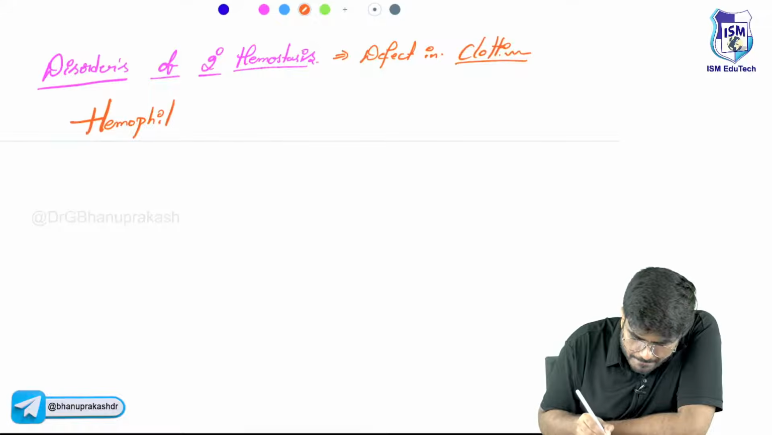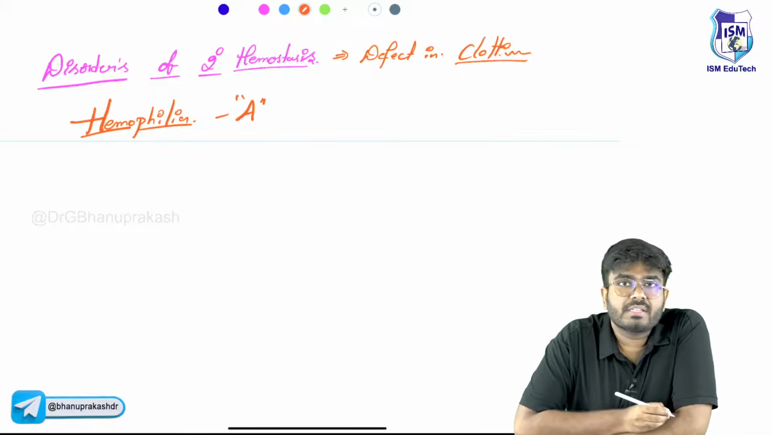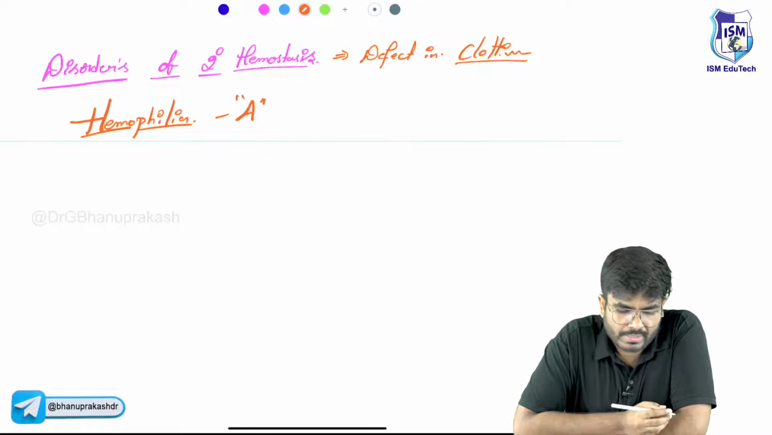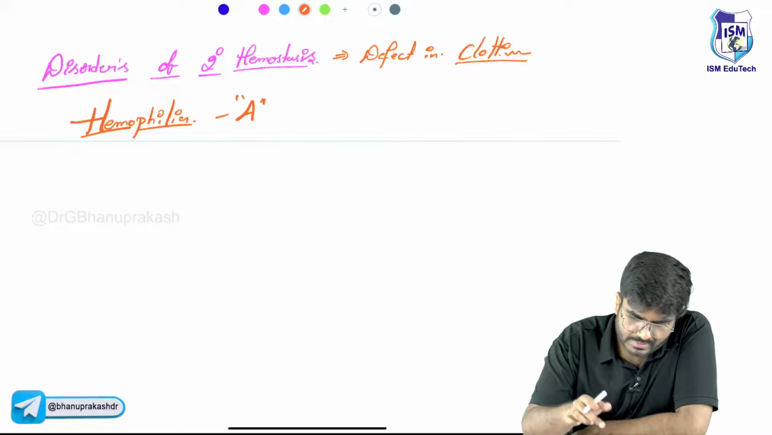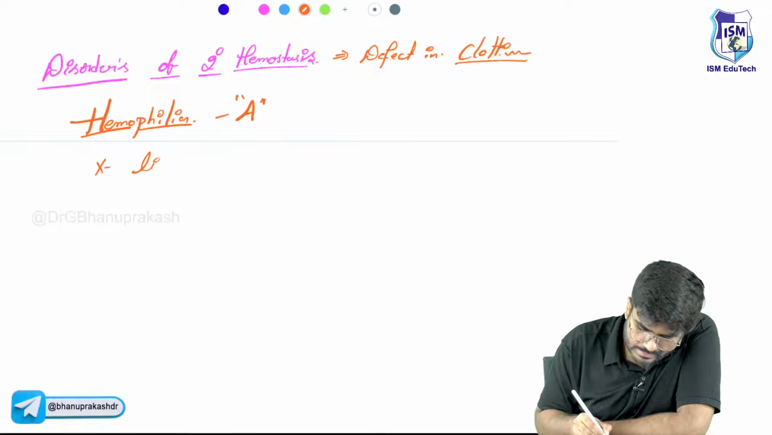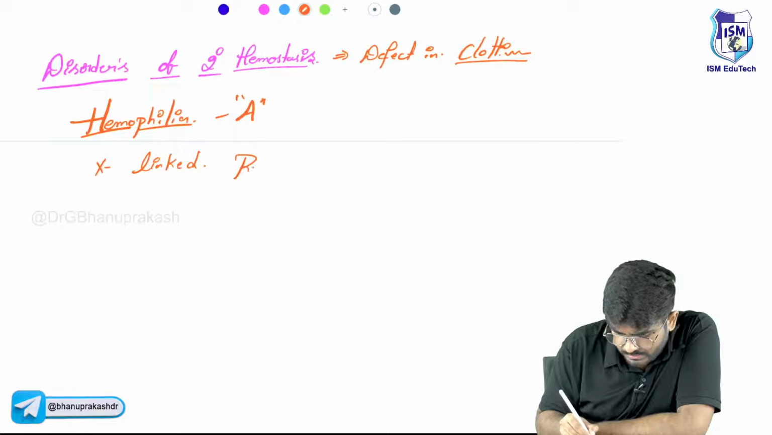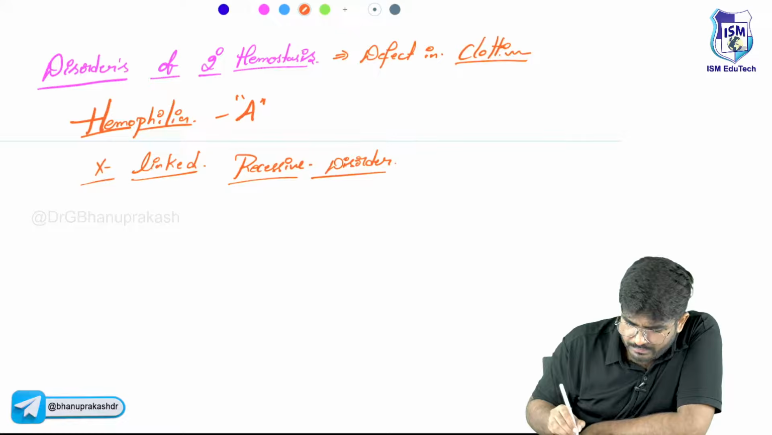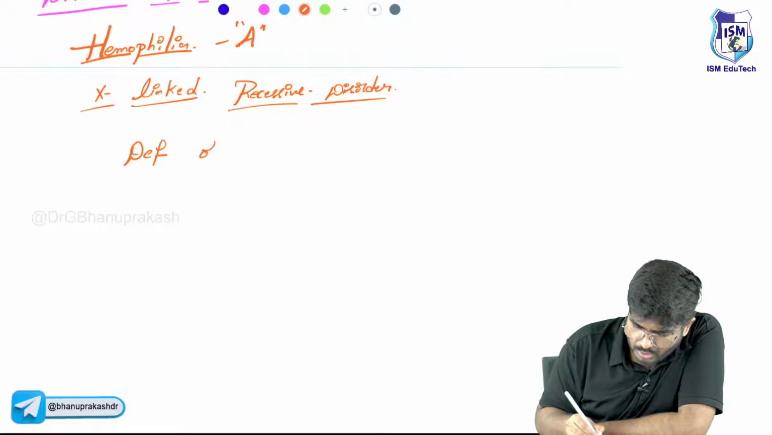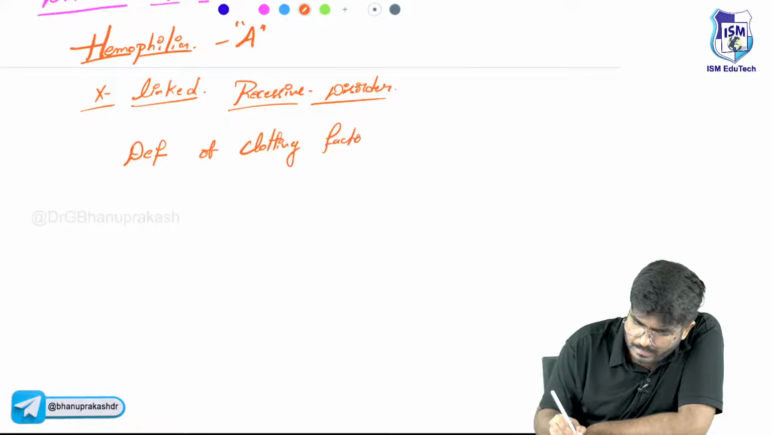Hemophilia A. Hemo means blood, philia means loving, they love to bleed. So these people are always bleeding. What exactly is hemophilia A, sir? Hemophilia A is an X-linked recessive disorder where there is a deficiency of clotting factor number 8.